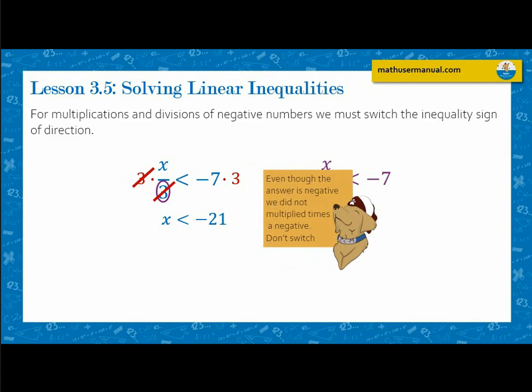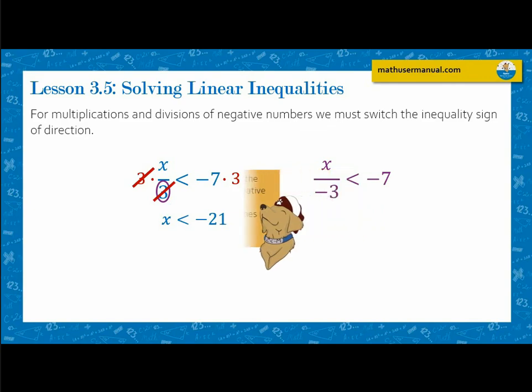Now we may feel tempted to switch the direction of the inequality sign because our answer is negative, but that's not the rule. The rule does not pay attention to the final answer. The rule pays attention to the intermediate step. Did we divide by a negative number or multiply by a negative number? No. We multiplied by a positive 3. So we do not switch the inequality sign. This stays as x is less than negative 21.